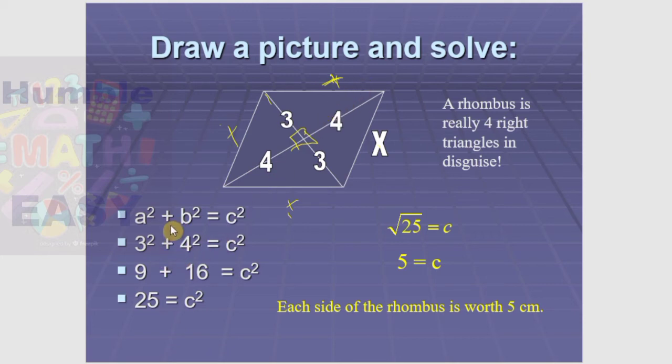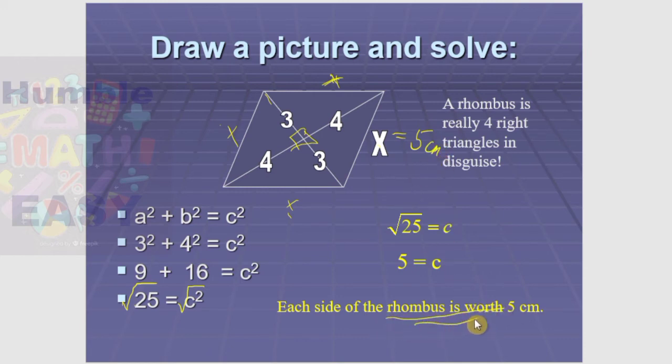And so from the Pythagorean formula, we have a squared plus b squared is equal to c squared. So we now have 3 squared plus 4 squared is equal to c squared. And now we have 9 plus 16, and that is c squared. So 9 plus 16 is 25, so c squared is 25. To get the c, we are going to extract the square root of both sides. So the square root of 25 is 5, and the square root of c squared is c. So what we now have is that the side of the rhombus measures 5 centimeters.